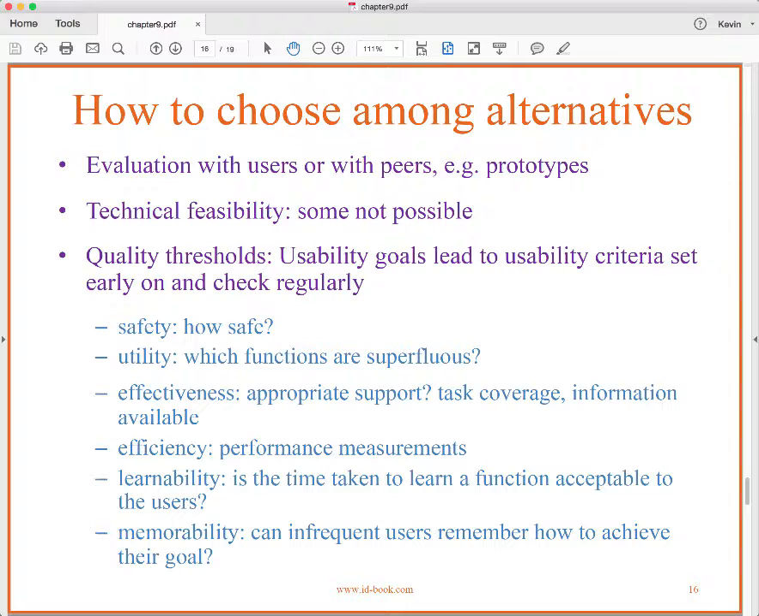Usability goals lead to usability criteria set early on, and we need to check against them regularly. So we might have criteria for safety. How safe is this? Either in terms of human safety or, you know, say financial security. Utility, which functions are superfluous. Certainly we don't want to introduce functions into the user interface that are simply complications of the task at hand. How about the effectiveness of the approach? Do we have appropriate support? Does it cover the tests? Is the information available to do the tests that we're expecting the user to do?